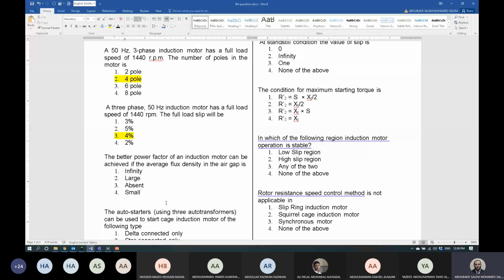Let's analyze it together. In order to have high power factor, what should be the impedance? Resistive, highly resistive, or highly inductive? Highly resistive. This is right. So in order to have low inductance, you have to make the flux low as well. Right or wrong? So here the right answer is small.